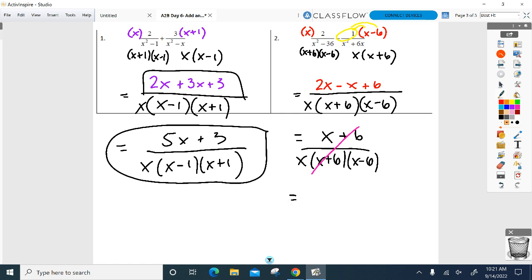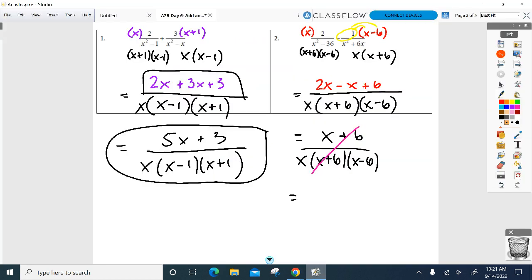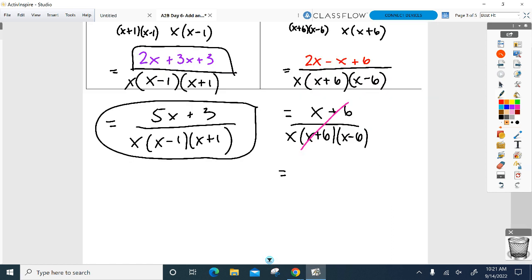All right. How far have we come? What's left over now? What should I be writing here? Take over here. What's left on top? 1. Yes. Thank you. A 1 when everything's crossed out on top. And there it is.